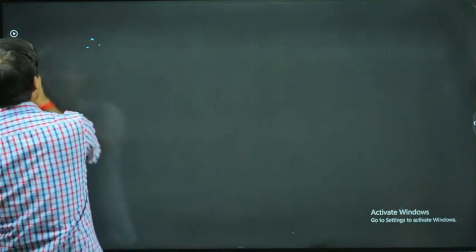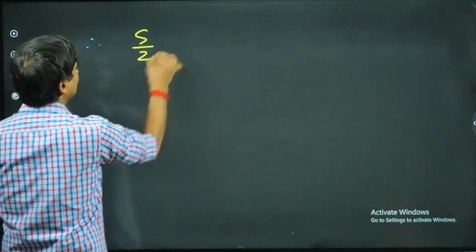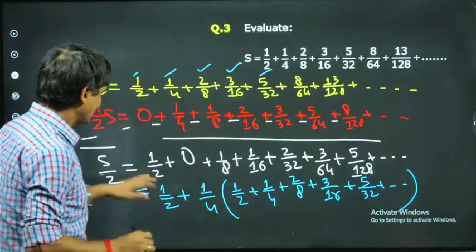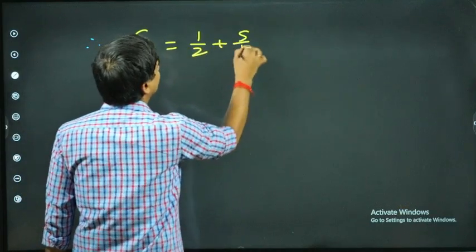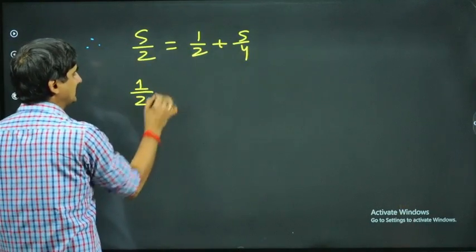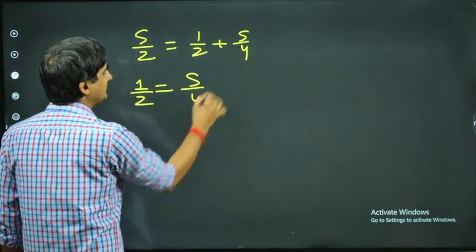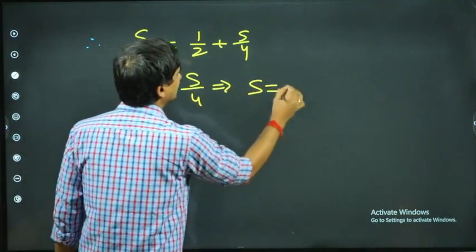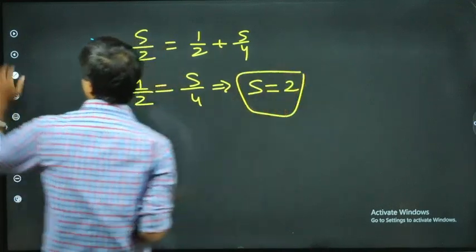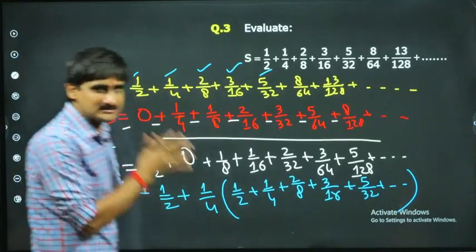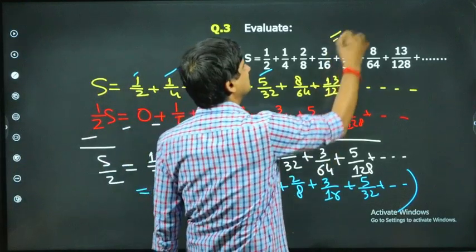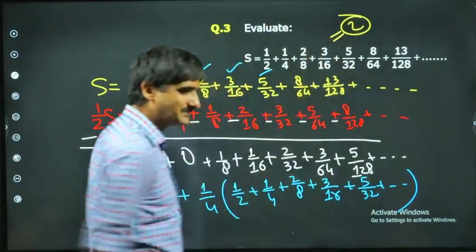So therefore I can write S by 2 is equal to half plus S by 4. So half is nothing but S by 4. So S is nothing but 2. So the answer here should be 2, bachcho. Okay, so the answer for this series should be 2. So isn't that a simple one?